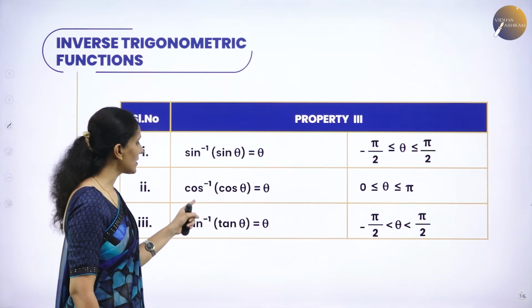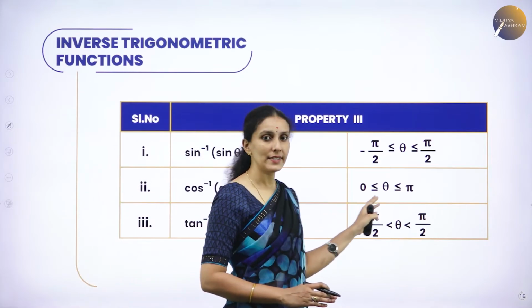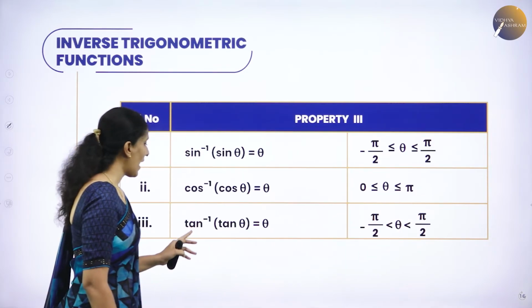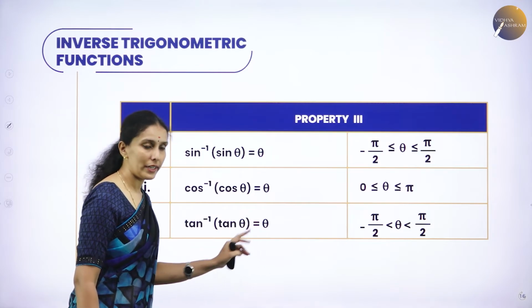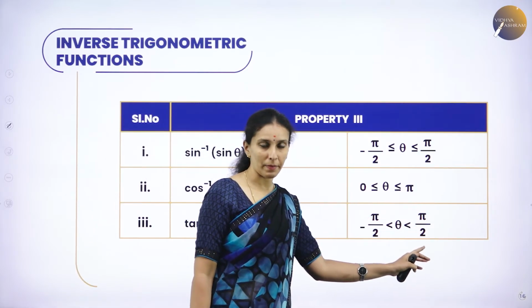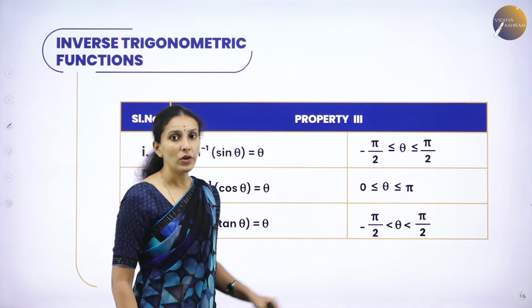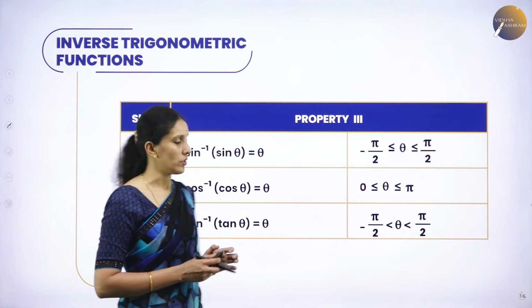Similarly, we can write cos inverse of cos theta as theta whenever the angle lies between 0 to pi. Next, tan inverse of tan theta is equal to theta whenever the angle lies between minus pi by 2 to plus pi by 2 strictly. So here, this is possible only for the principal value branches.